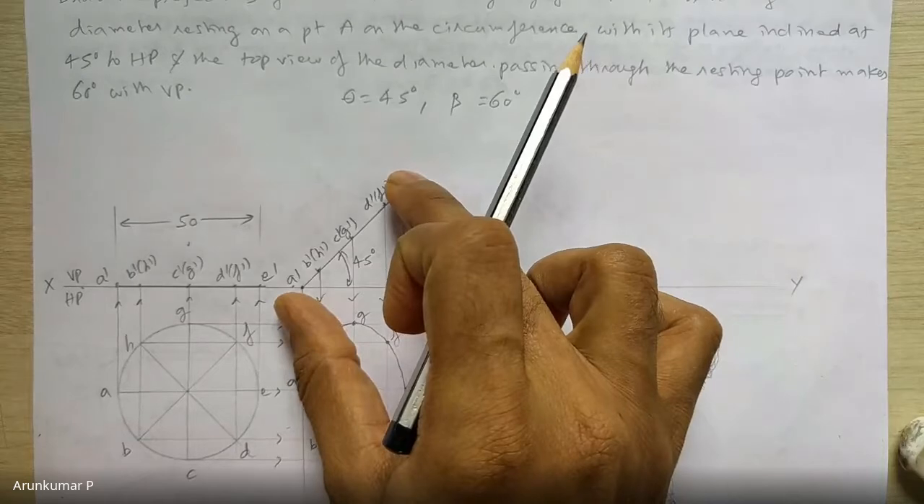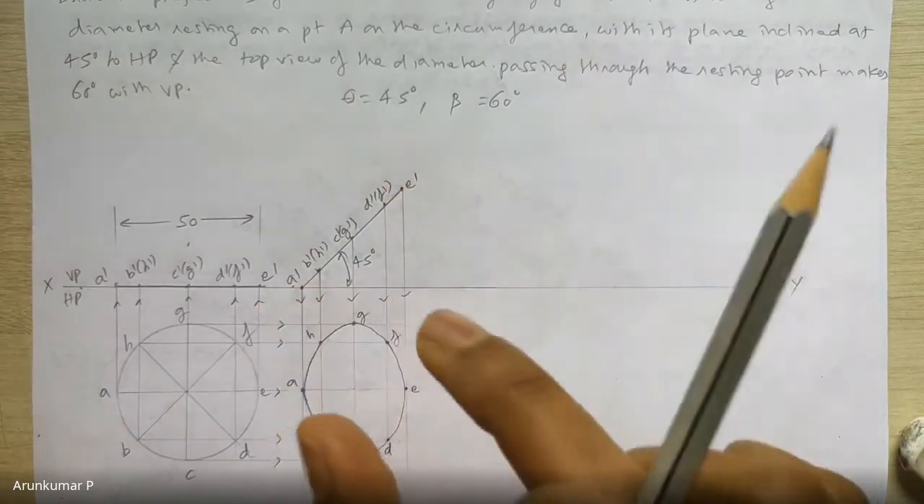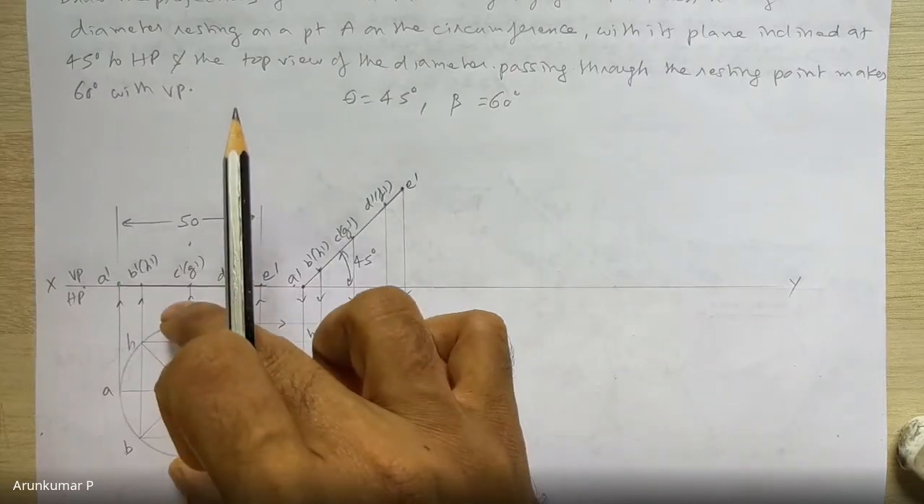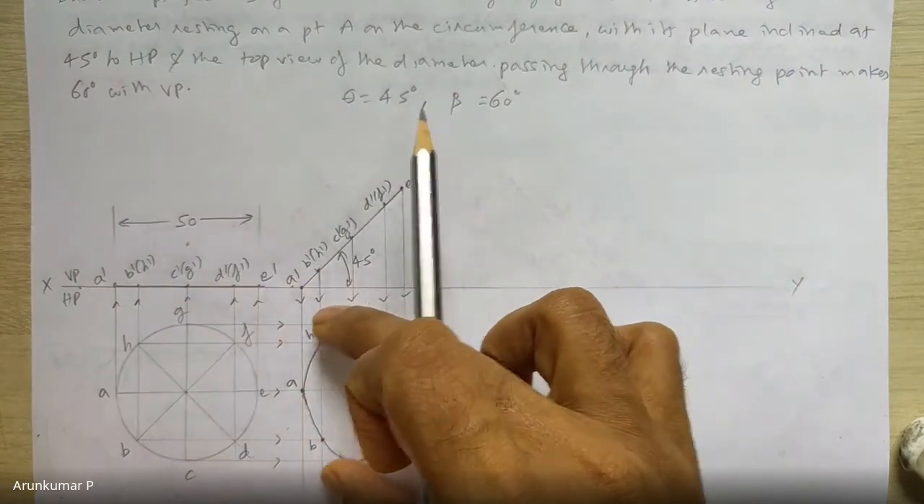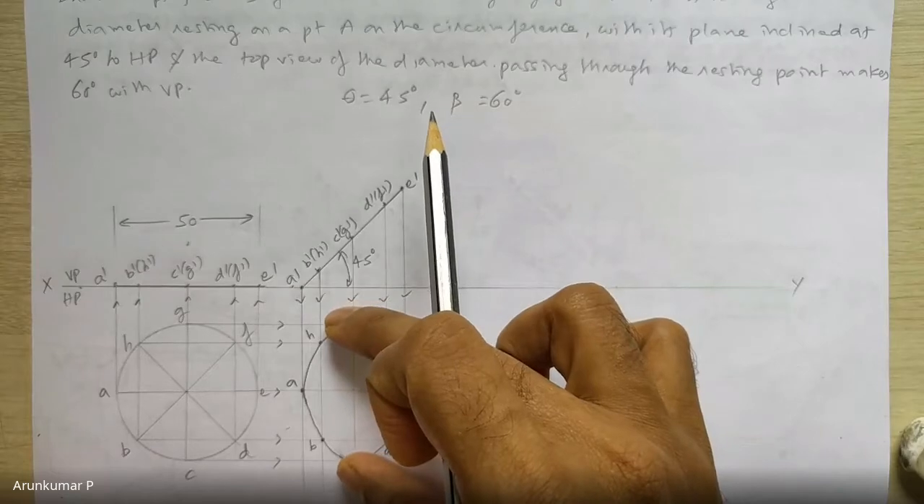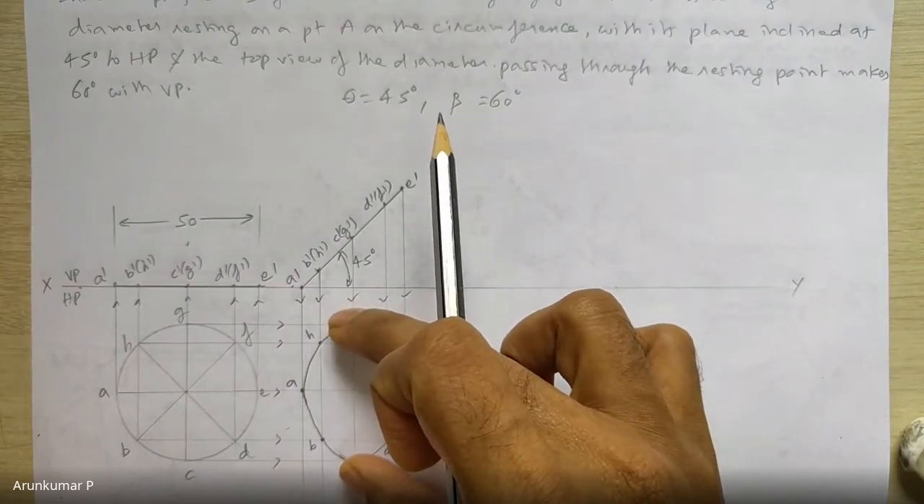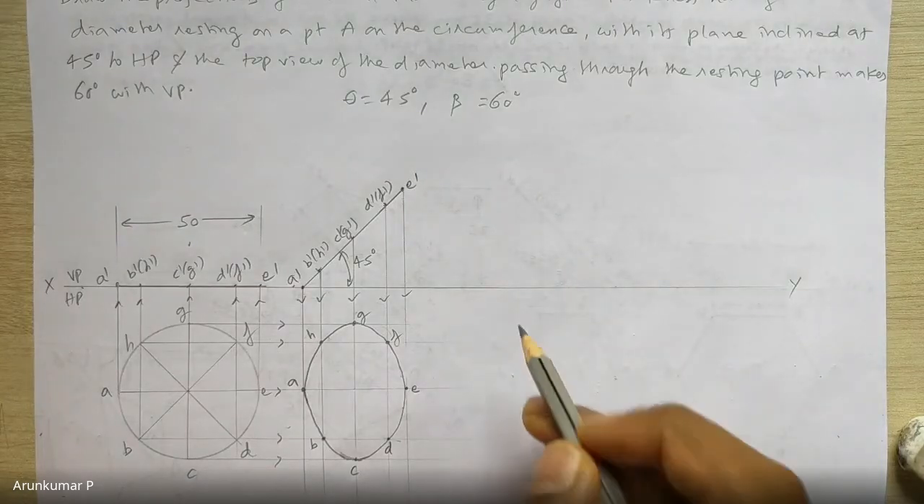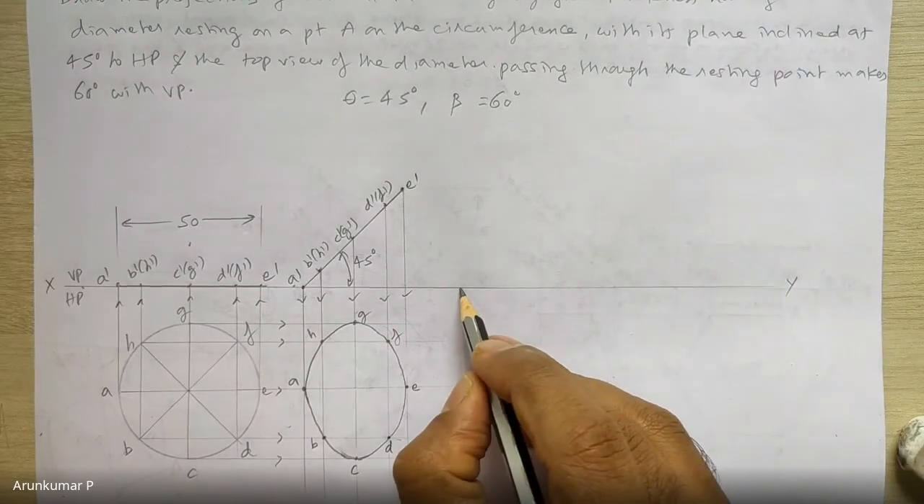So it clearly indicates that AE is inclined to HP, whereas CG was 50 mm, it is still 50 mm. So this indicates that CG is parallel to HP. So this is what I was trying to tell you also. So this you have the second step.